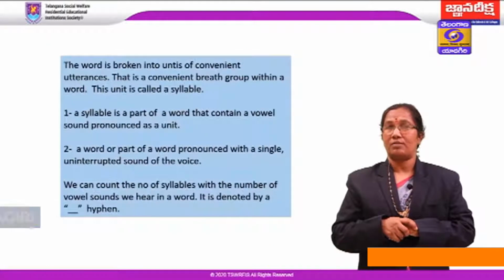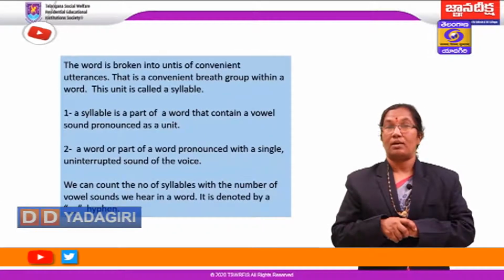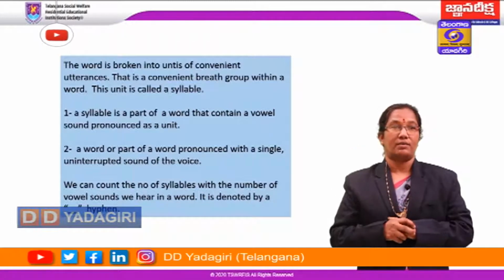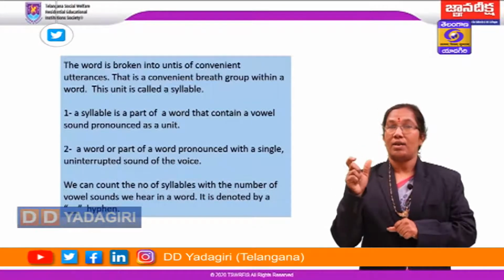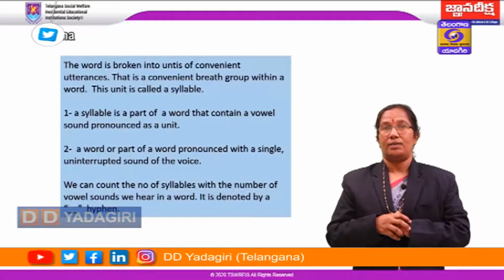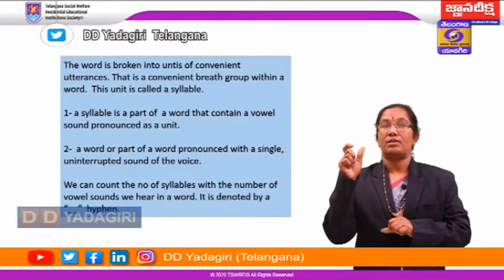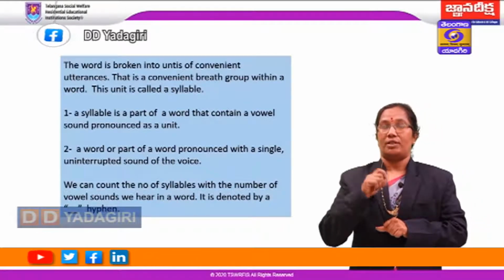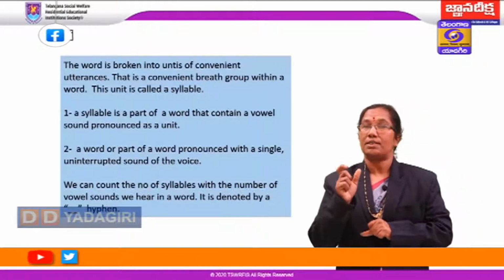In the given example words, we observe that the word is broken into units of convenient utterances. Do you observe them? The words are broken into units of convenient utterances. That is, a convenient breath group within a word. This unit is called a syllable. Let's look at the definitions of a syllable.